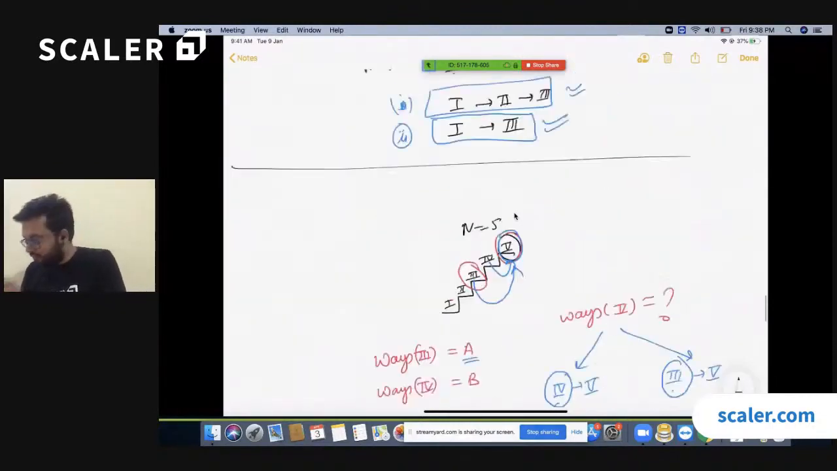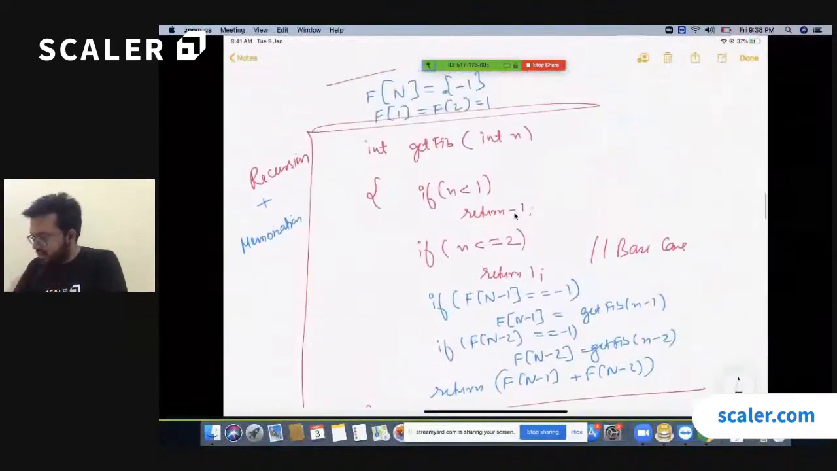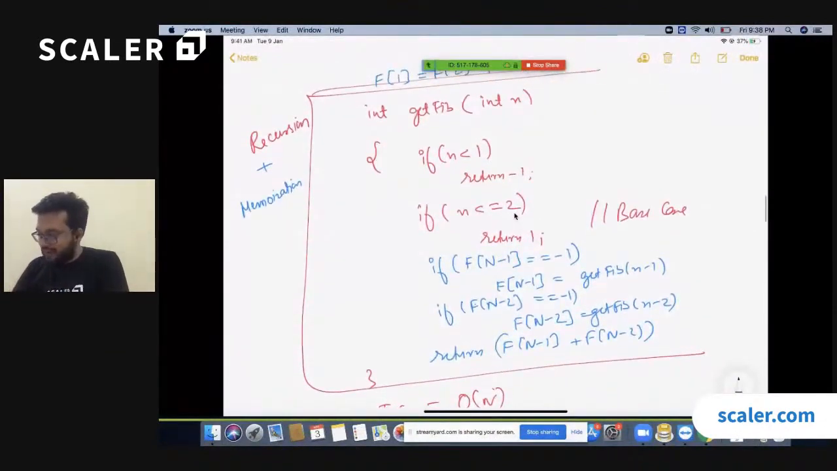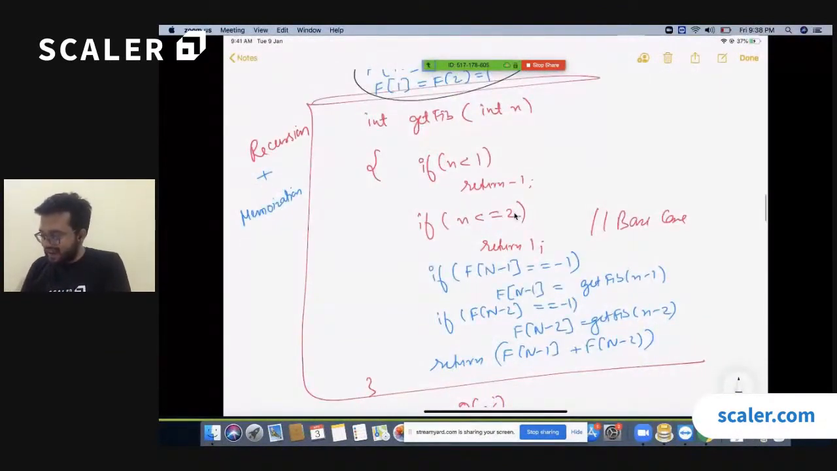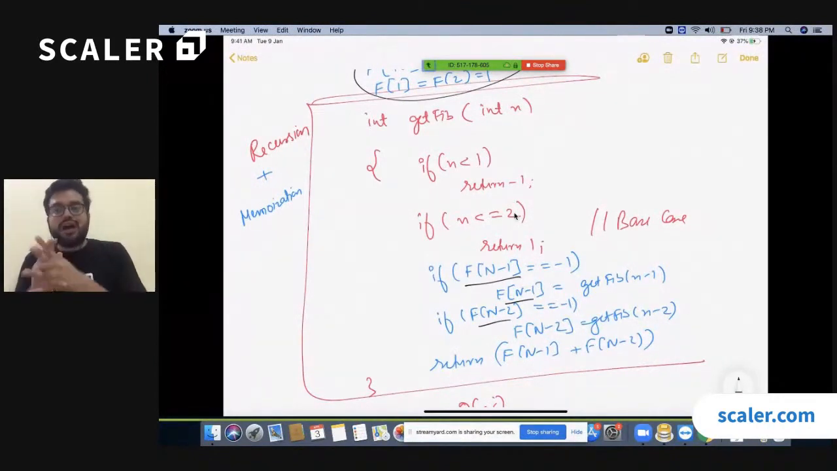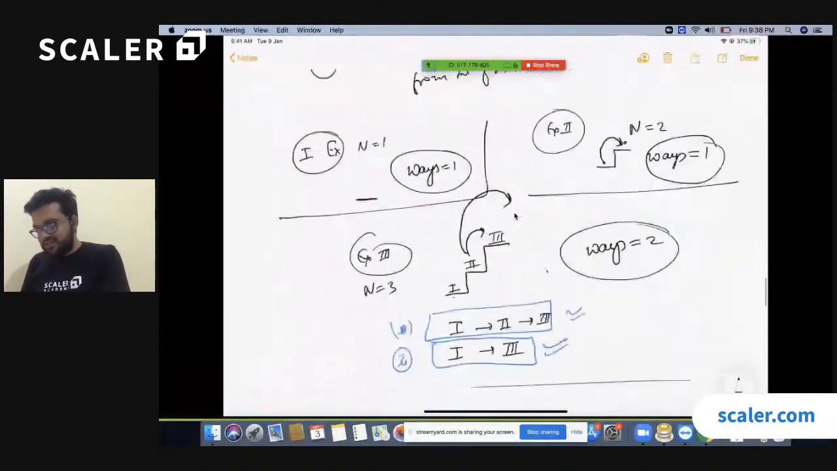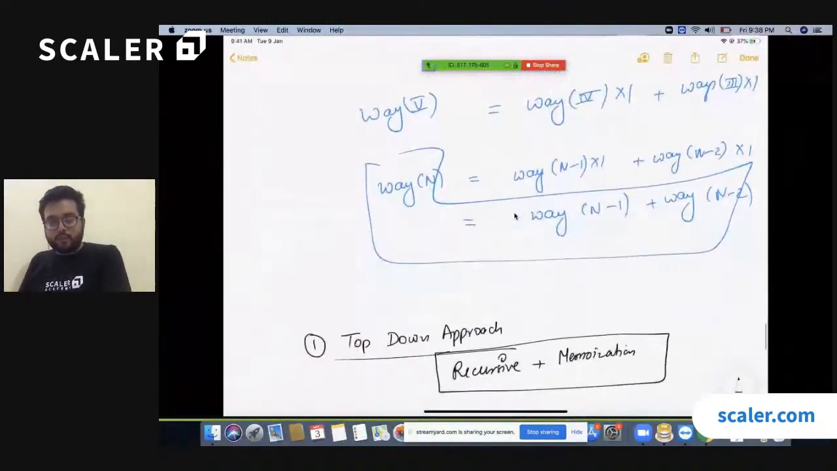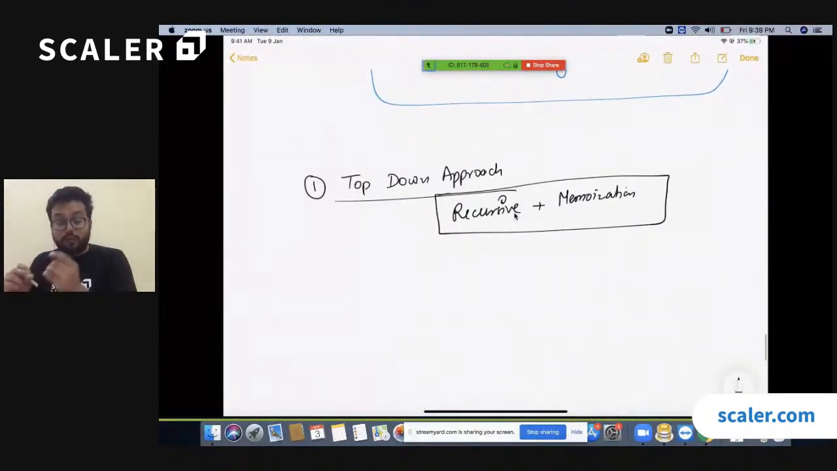What did we do in our first solution? We just wrote a recursive code and just added memoization. That is, we just added an array where we stored the answer to those states and did not compute them again. So a simple recursive code with memoization thrown in would actually solve your problem top down.